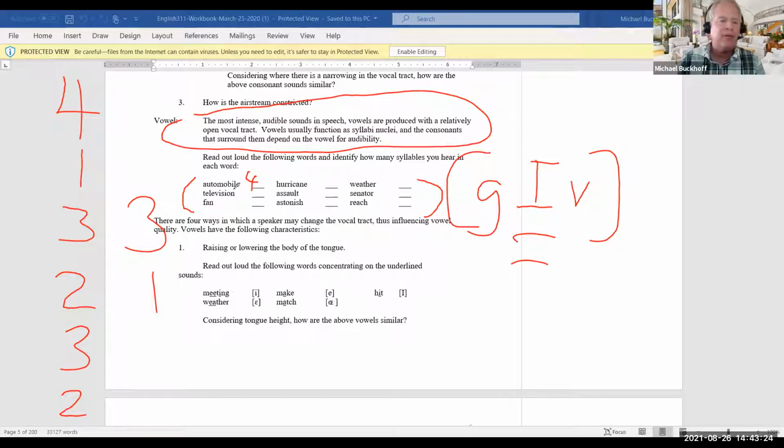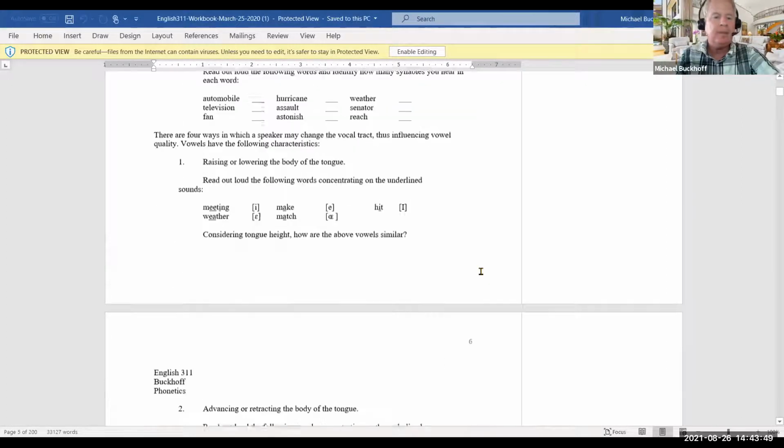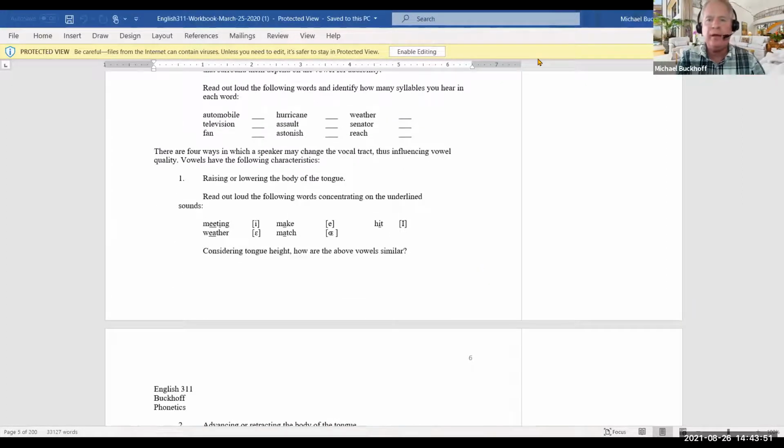That's my point there. There are 4 ways in which a speaker may change the vocal tract, thus influencing vowel quality. Vowels have the following characteristics. Now, an easy way to remember this, if you have trouble remembering things, I'll try to give you a tip on this. So there's 4 different characteristics of vowel sounds, right? So I'm going to say 3. How do I say this? I need to annotate this.